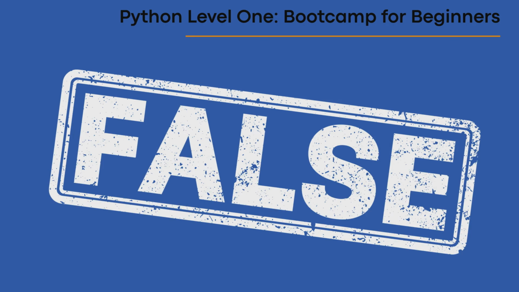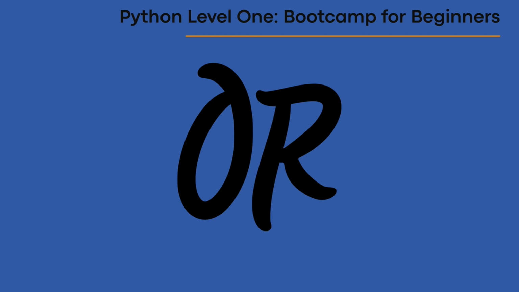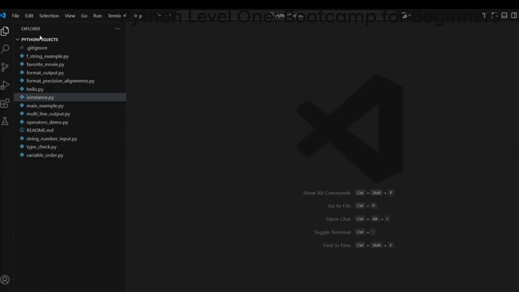How Python processes Boolean logic is through comparison operators and logical operators. Python evaluates expressions and returns either true or false as Boolean values. These Boolean values can then be combined using logical operators like and, or, and not to create more complex conditions.